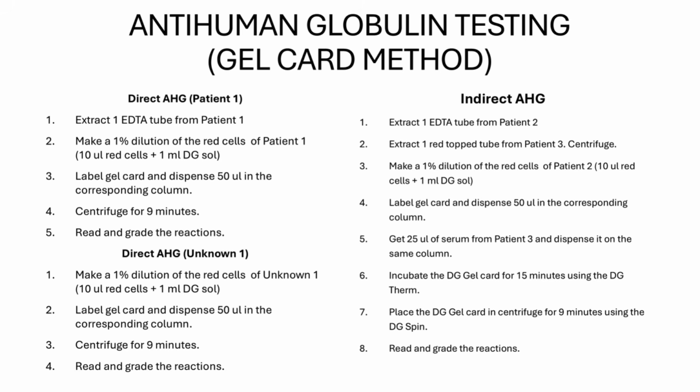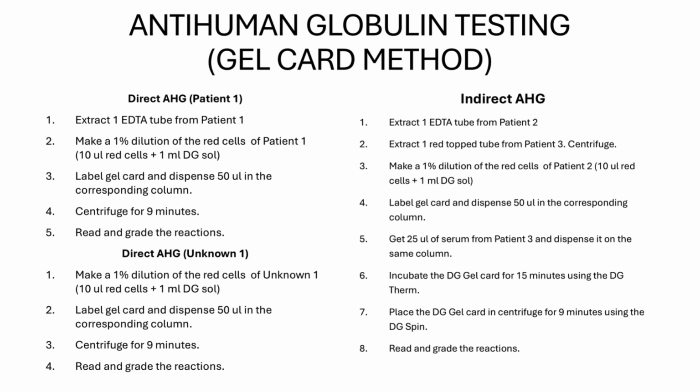And aside from the two separate direct AHG tests that you'll be doing as a group, you will have the indirect AHG. Extract one EDTA tube from patient 2, so from patient 2 this time for indirect. Then extract one red top tube from patient 3. Then make a 1% dilution of the red cells of patient 2: 10 µL red cells plus 1 mL DiaSol. Label the gel card and dispense 50 µL in the corresponding column.